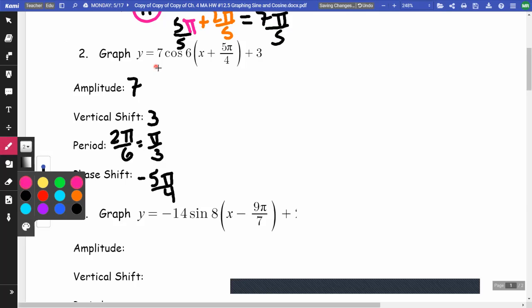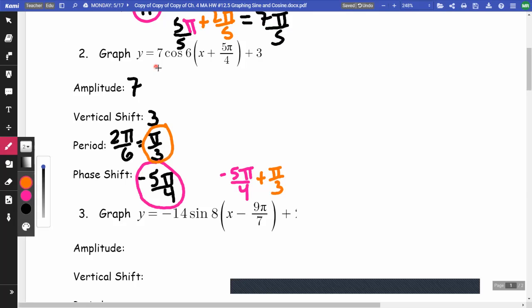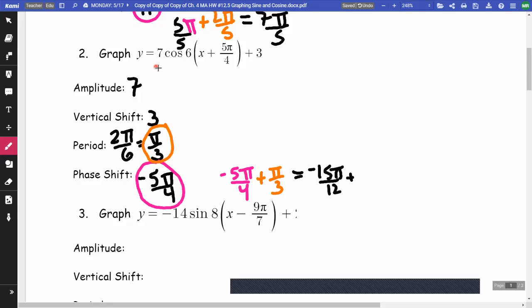So let me just figure out where I'm going to go. So I'm going to be starting here at -5 pi fourths. I'm going to be moving pi thirds away. Oh, sorry, I wrote 2 pi thirds. Sorry, pi thirds away. And I'm going to add this together. So common denominator is going to be 12. So let's see, that's going to be -15 pi twelfths plus 4 pi twelfths. We're going to end at -11 pi twelfths.